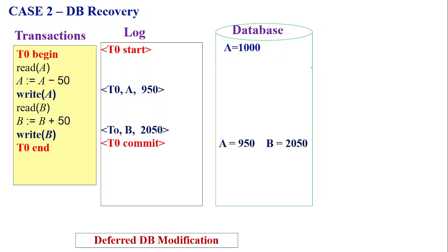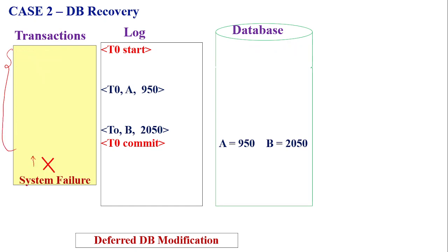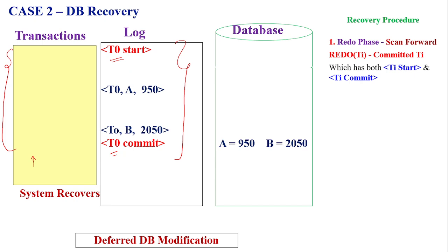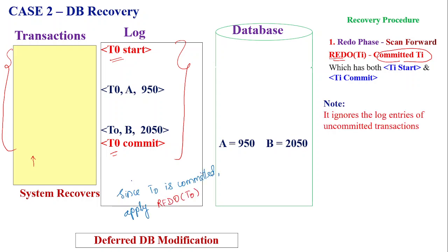Okay, let us take one more scenario where system failure occurs after the successful execution of transaction T0. When transaction T0 is successfully executed, at this point in time, if system failure occurs, when the system resumes back from the failure, it looks into the log. The log contains the T0 start as well as the commit record. Since T0 is a committed transaction, it applies the redo procedure on it. It applies the redo recovery procedure to recover the consistency of the database.